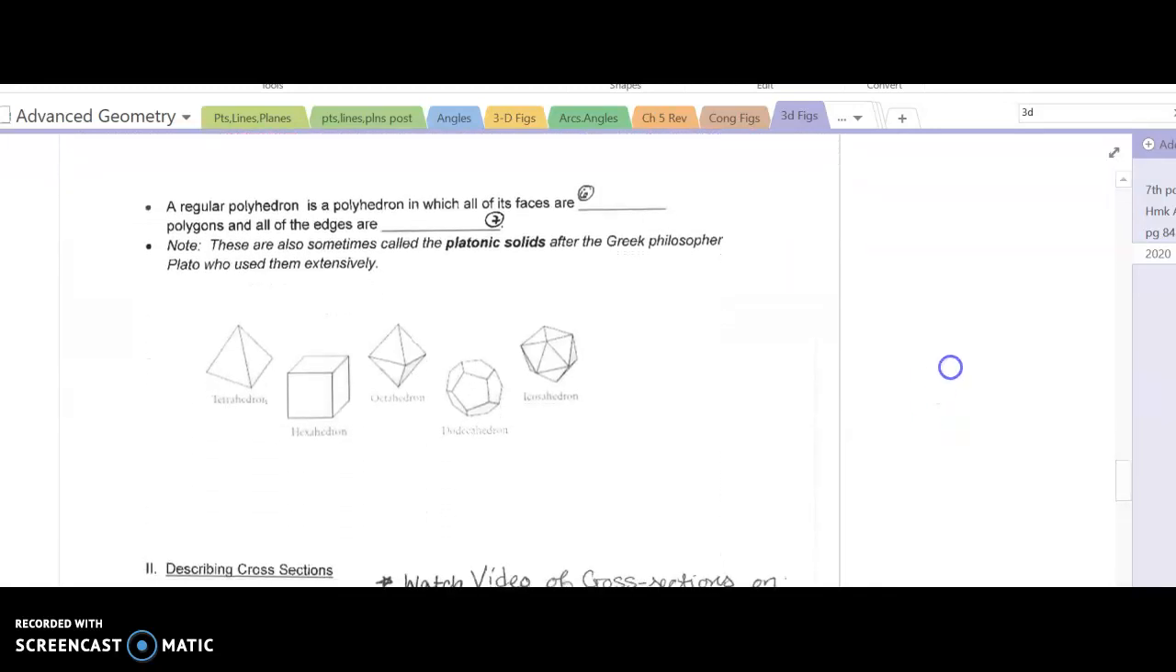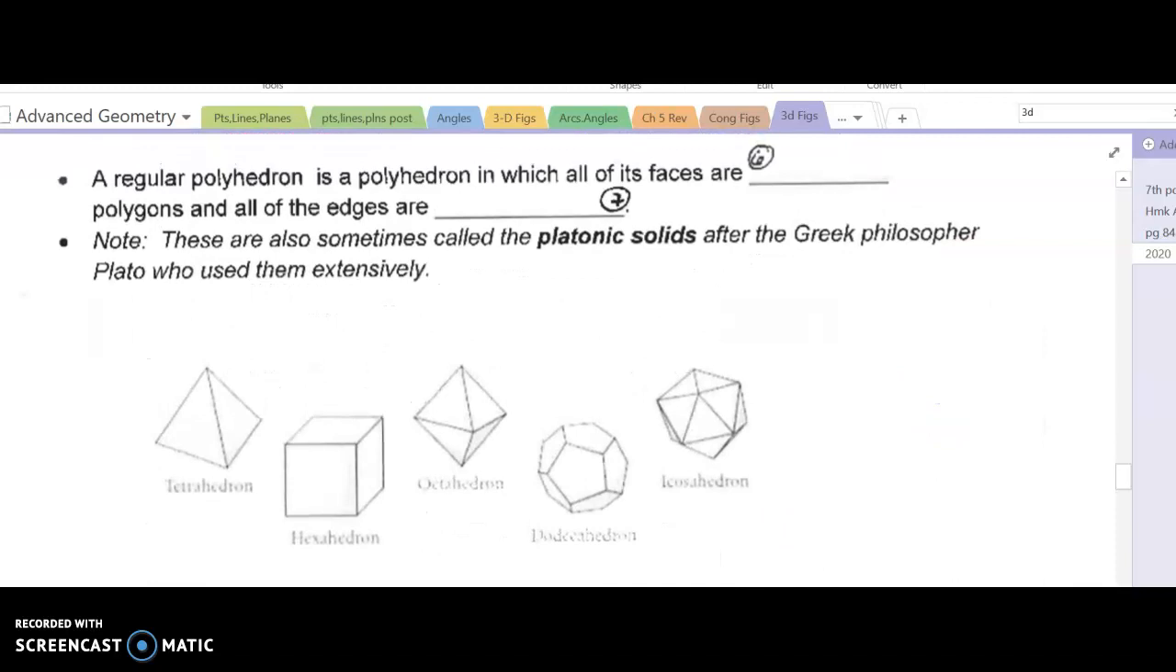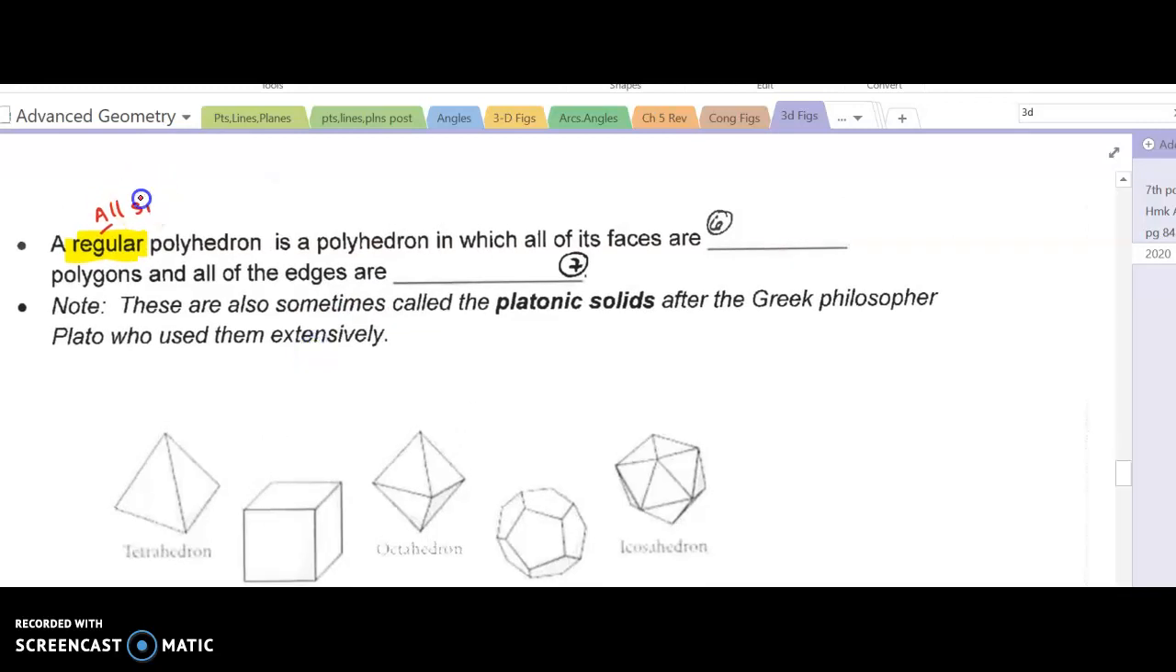Okay, so let's go look at the next page, and this talks about the word regular polyhedron. We've seen that word regular before. That meant all sides congruent and all angles congruent. Same idea here. A regular polyhedron is a polyhedron in which all of its faces are congruent. All the sides are the same exact size, exact same shape, and all of the edges are congruent. Note that these are sometimes called the Platonic solids, after the Greek philosopher Plato, who used them extensively.